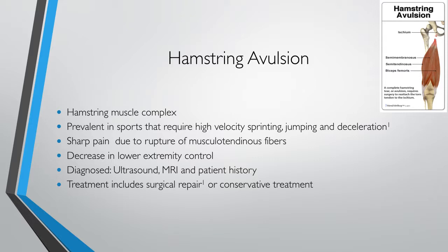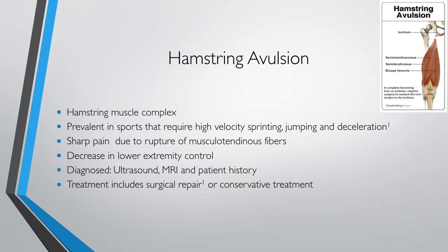Hamstring avulsions are prevalent in sports that require high velocity sprinting, jumping, and deceleration. This is due to an eccentric contraction of the muscle group during these motions. A common symptom of hamstring avulsions is sharp pain due to the rupture of musculotendinous fibers. Additionally, you will observe a decrease in lower extremity control, especially during the late swing phase of gait.